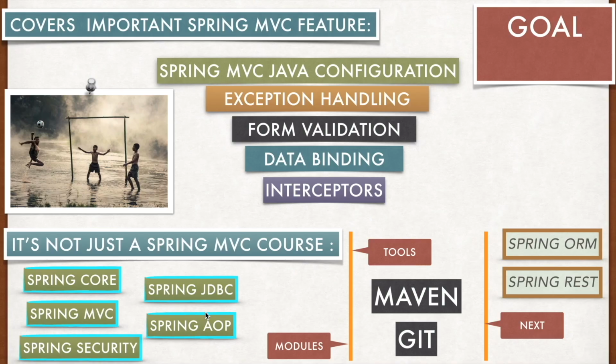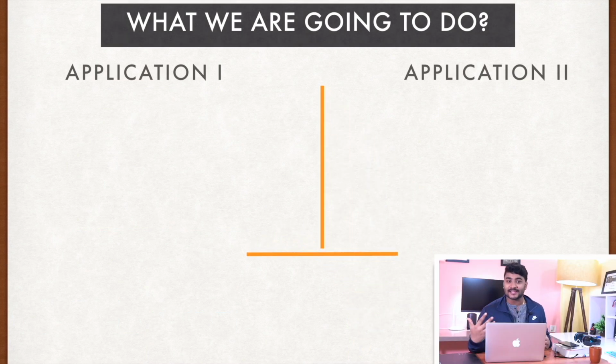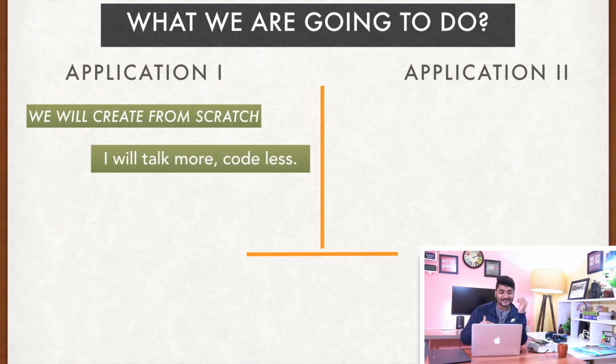All these things we are going to cover by doing two different applications, application one and application two. So why two different applications? Because in application one, I'm going to code it from scratch. I'm going to code it with you, okay? While building this application, I will talk more and code less. I'm going to code with you guys from scratch, and I'm going to explain everything line by line, to make things easy for you.